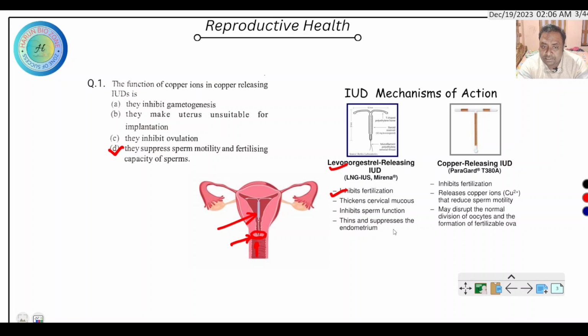It thins and suppresses the endometrium, meaning the endometrium wall where the egg is implanted becomes thin and is not properly produced. So what is the function of copper ion? It reduces the motility of sperm, it reduces the fertilizing capacity of sperm, and it thins the endometrium. Next question.